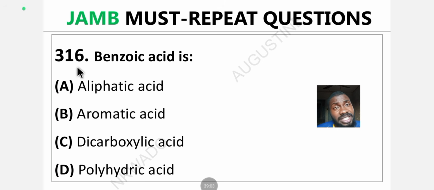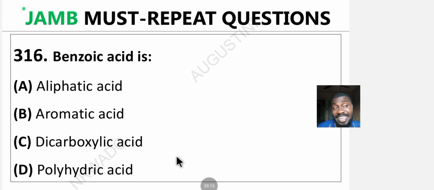Question 316. Benzoic acid is what? A. Aliphatic acid. B. Aromatic acid. C. Dicarboxylic acid. D. Polyhydric acid. What's the answer? Drop the answer in the comment section, my scholar. Very easy question.